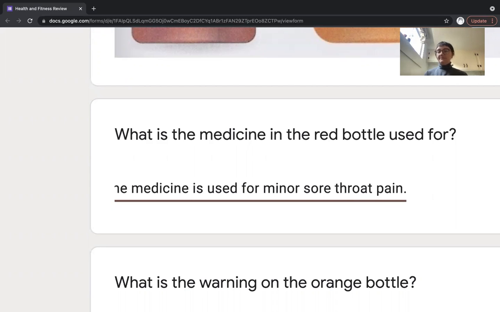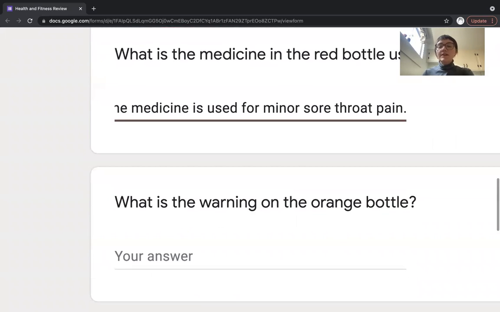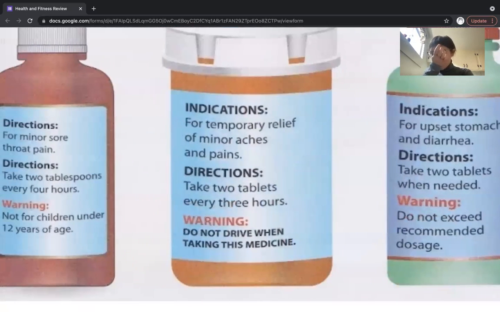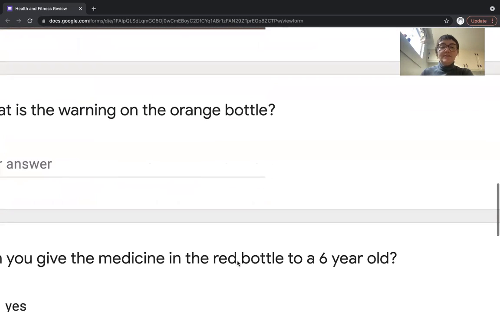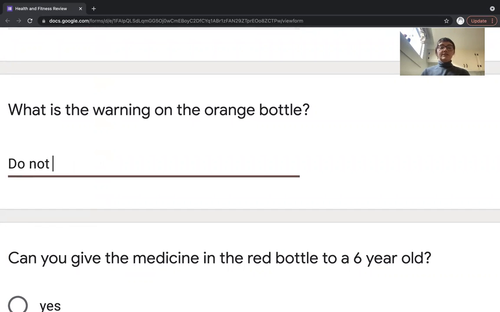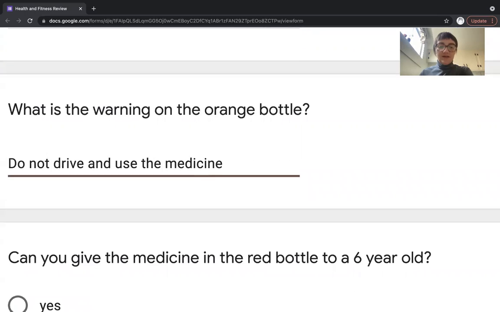Minor sore throat pain, right? That could be our answer. What is the warning on the orange bottle? So we go up to the orange bottle. Well, it has the warning right here in red: do not drive when taking this medicine. So the answer is, the warning is, do not drive and use the medicine.